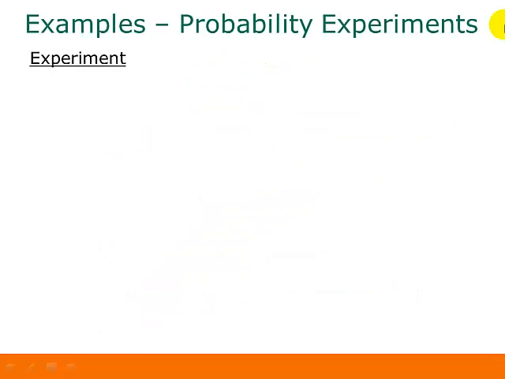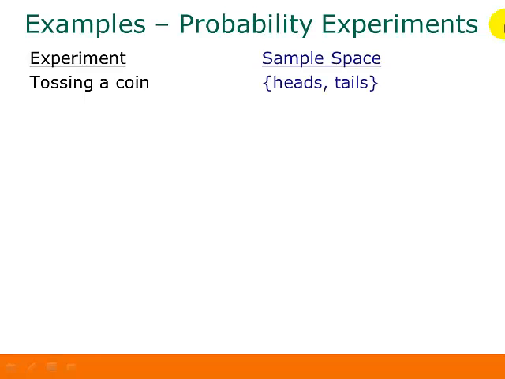Here are some examples of probability experiments. First, we have the experiment of tossing a coin. Now, the possible outcomes of tossing a coin are heads and tails, so our sample space would be the set of those two outcomes, heads, tails. Our next experiment is rolling a die. We assume this is a normal die with 6 faces. So the sample space would be all of the whole numbers from 1 through 6.